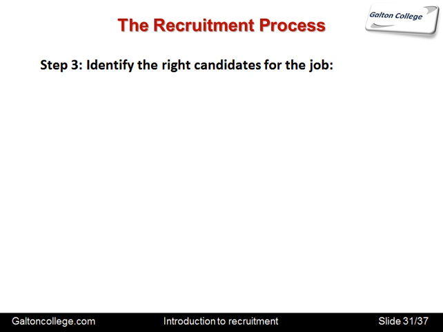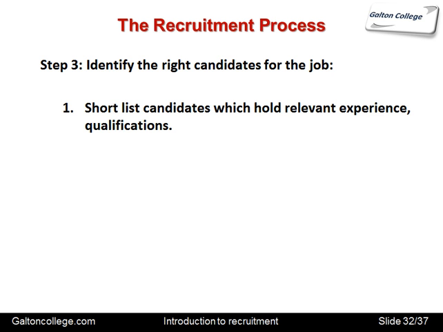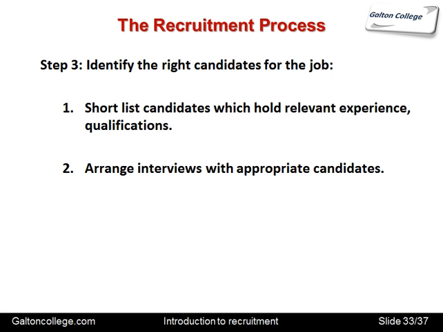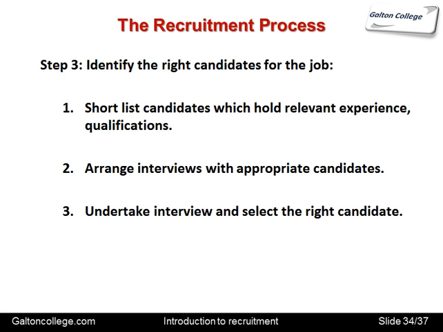Now, identify the right candidate for the job. Well, shortlist the candidates that hold the relevant experience and qualifications. So make a shortlist and arrange interviews with the appropriate candidates. So make a shortlist and select some for interview. Undertake the interviews and hopefully select the right candidate.